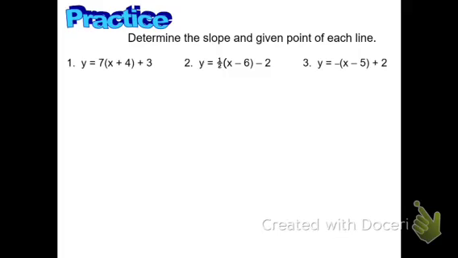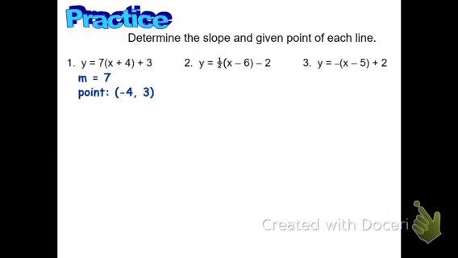Let's go through it. In the first equation, y equals 7 times the quantity x plus 4, plus 3, I can see that the slope is going to be 7. It's normally x minus in the parentheses, but it's not, it's x plus. This tells me that the x portion of the coordinate is negative. That's because if you do x minus a negative 4, you would get x plus 4. So the coordinate here is going to be (-4, 3).